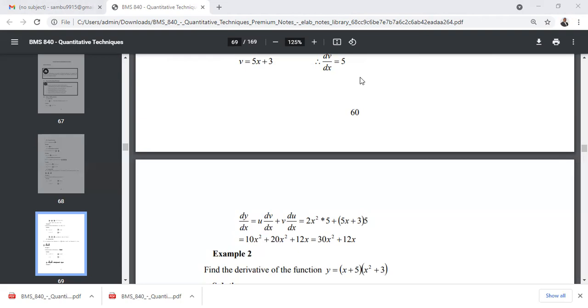We'll go first. Who has gotten the answer? Let u be x plus 5. Let your v be x squared plus 3.